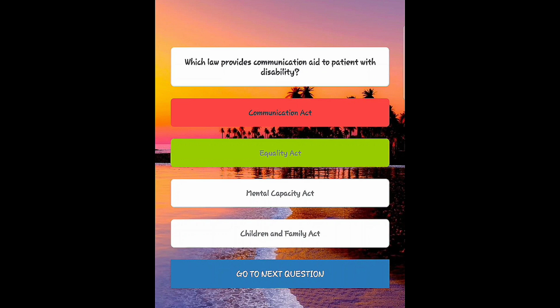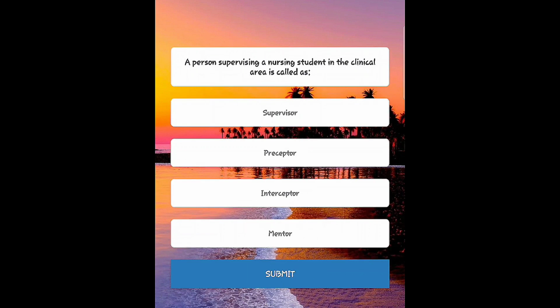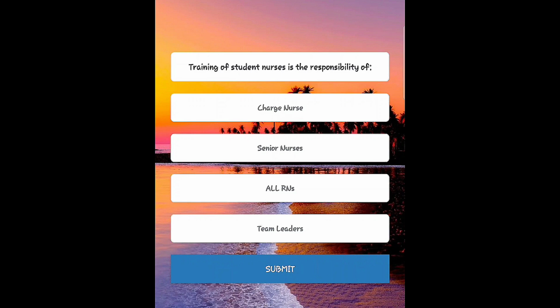Next question. Hearing aid provided to client comes under which act? That would be Communication Act because this one doesn't really have to do with disability or not. The next question says that a person supervising a nursing student in a clinical area is called A, supervisor, B, preceptor, C, interceptor, D, mentor. The answer is mentor. I know you may want to say supervisor, but it's mentor.